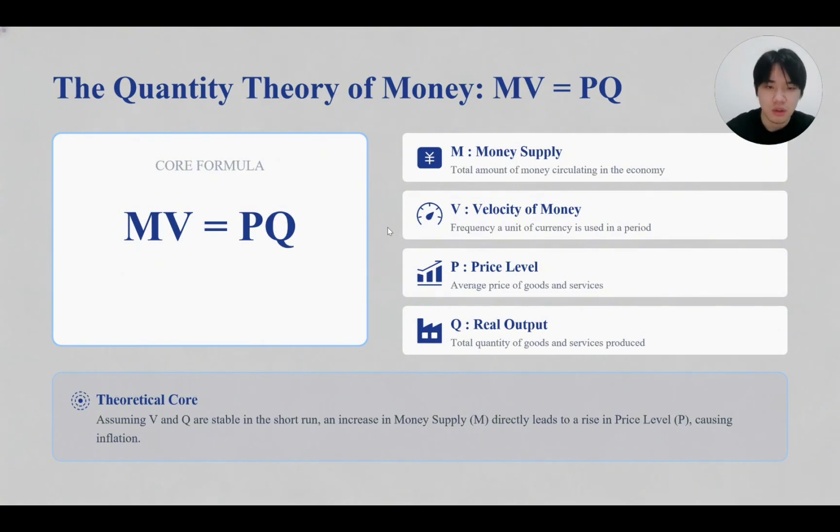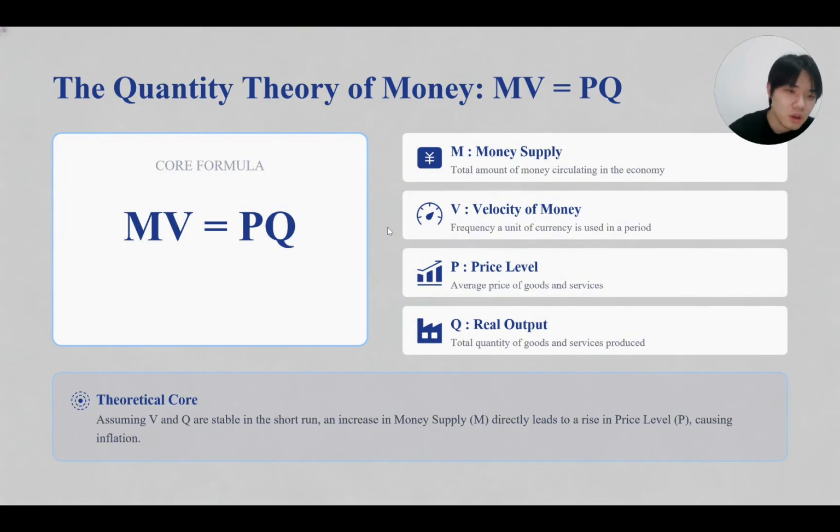First, let's look at the core formula of the quantity theory of money. MV equals PQ. Here M represents the money supply, which is the total amount of money circulating in the economy. V is the velocity of money, meaning how many times a unit of currency is used in a given period. P is the price level, and Q is the real output, which is the total amount of goods and services.